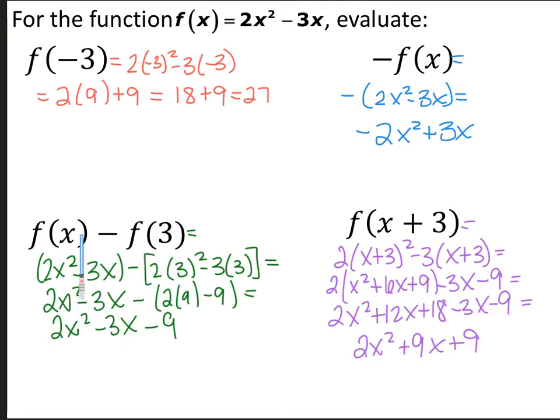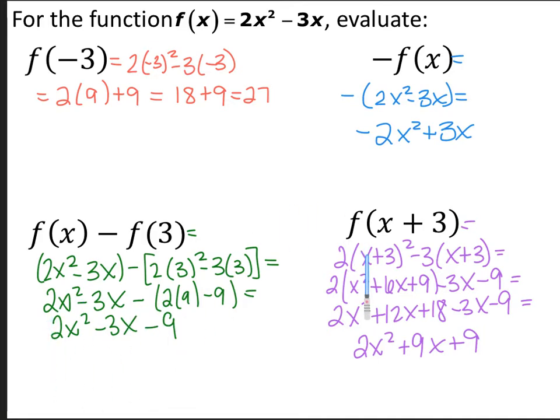So for the first one, you get f of x, which is just 2x squared minus 3x, minus f of 3. So for every x in the original function, I replaced it with a 3. So you get 2 times 3 squared minus 3 times 3. All of this here simplifies down to 9, so you end up with 2x squared minus 3x minus 9.